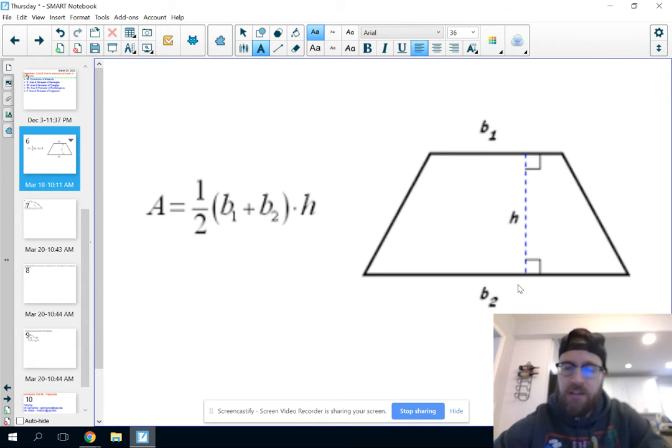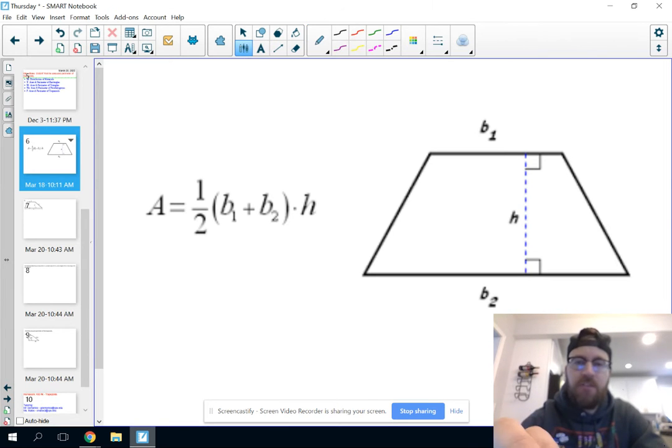And then your height, just like with triangles and with parallelograms, the height has to be perpendicular to the bases. So it has to form right angles. So in the diagram shown, that dashed line is your height.